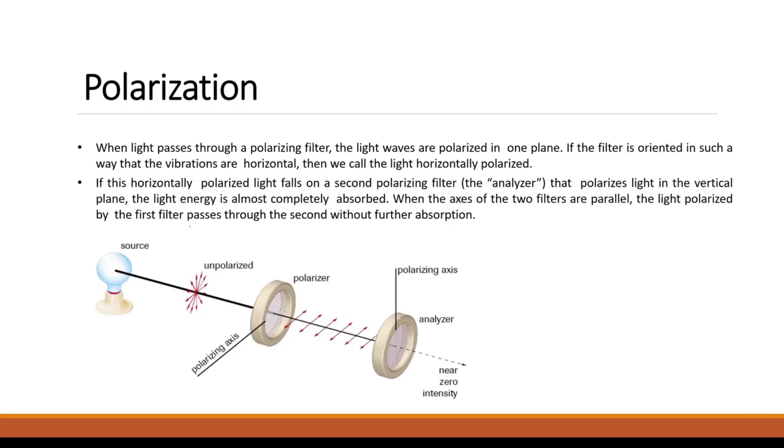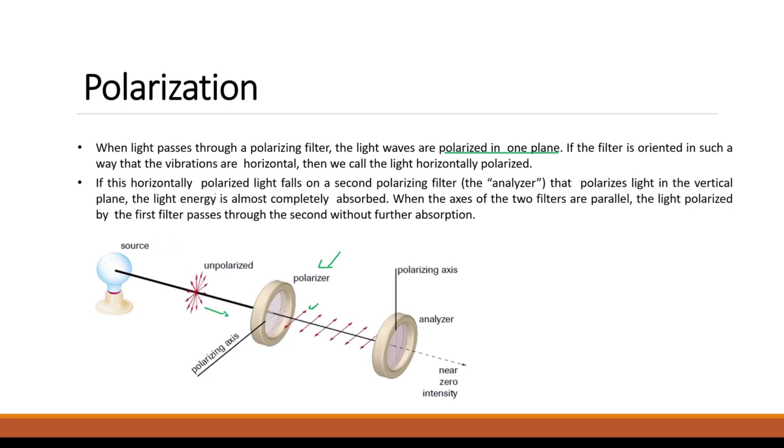So when we look at light, when light passes through a polarizing filter, the light waves are polarized in one plane, just like we said. If the filter is oriented in such a way that the vibrations are horizontal, then we call the light horizontally polarized, which happens here. Notice the filter is horizontal, and when we have unpolarized light in all directions coming in here, it only allows through the horizontal direction of light waves.